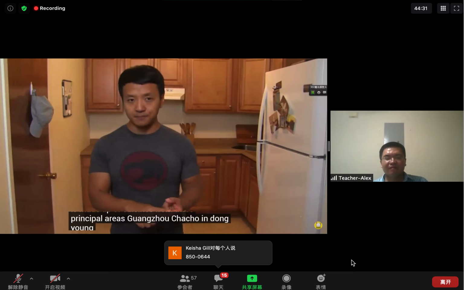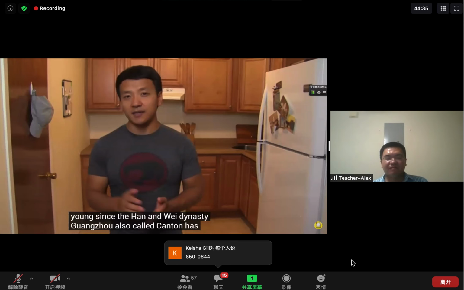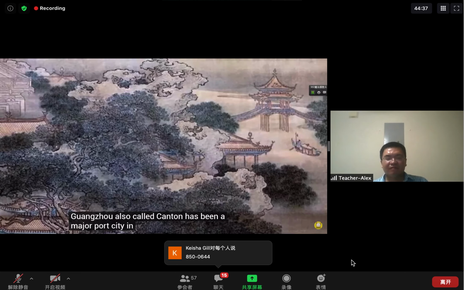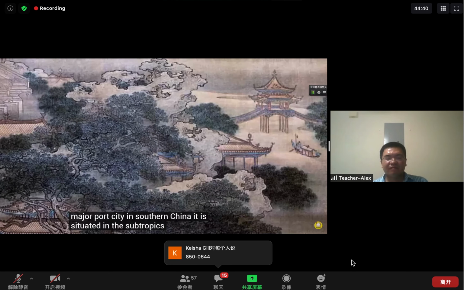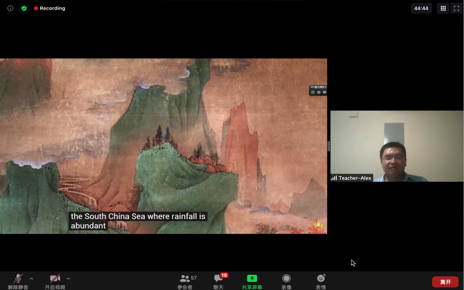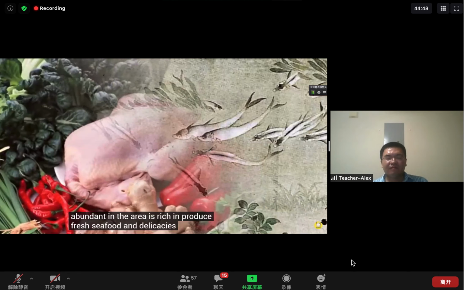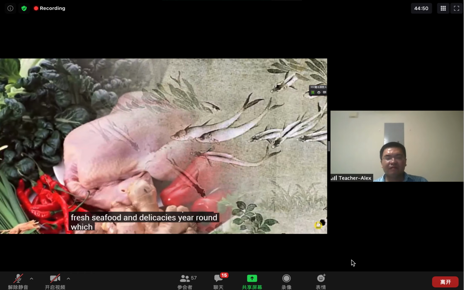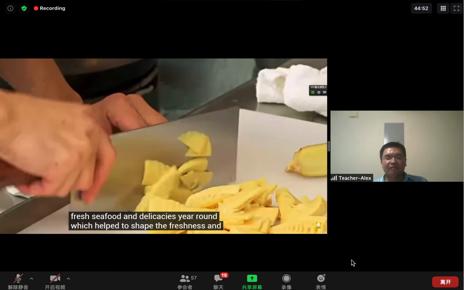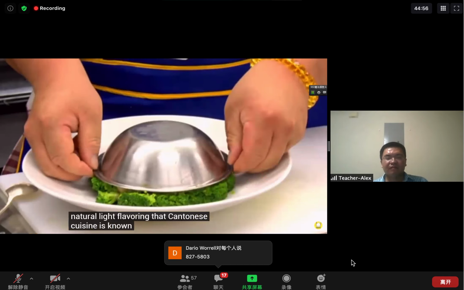Since the Han and Wei dynasty, Guangzhou, also called Canton, has been a major port city in southern China. It is situated in the subtropics, bordering on the South China Sea, where rainfall is abundant and the area is rich in produce, fresh seafood, and delicacies year-round, which help to shape the freshness and natural light flavoring that Cantonese cuisine is known for. Number four, Huaiyang cuisine.